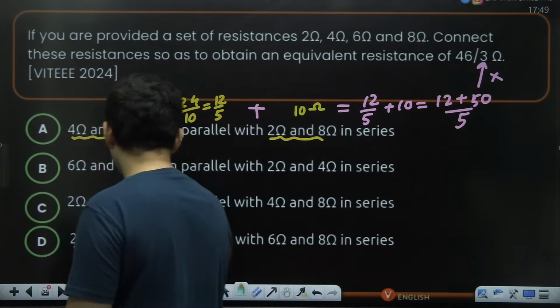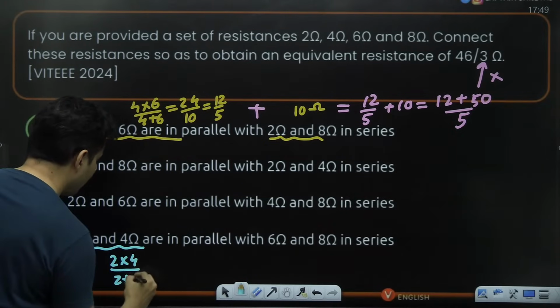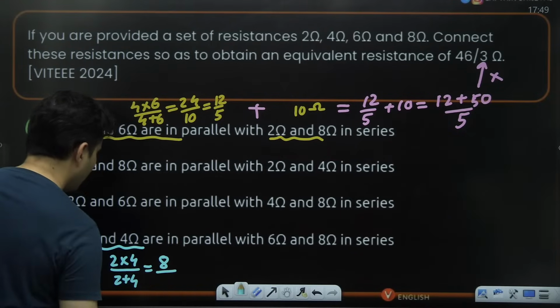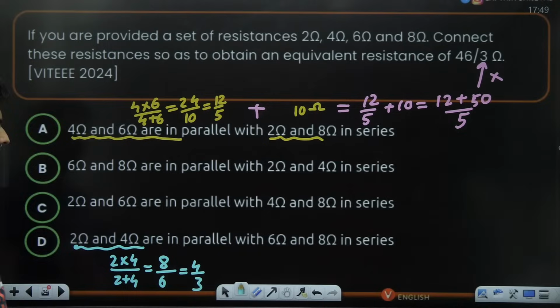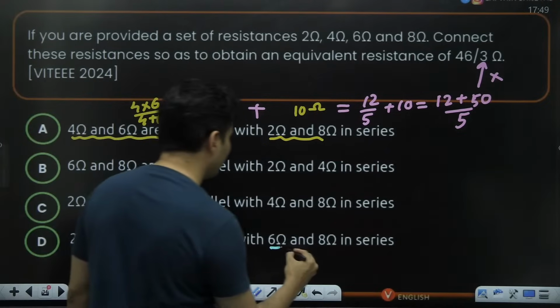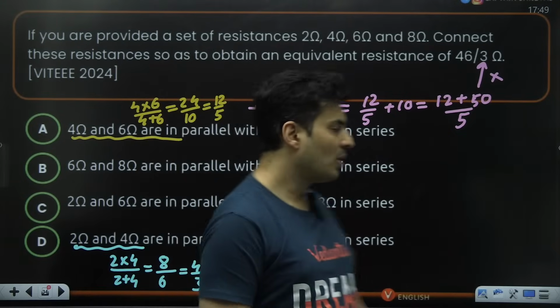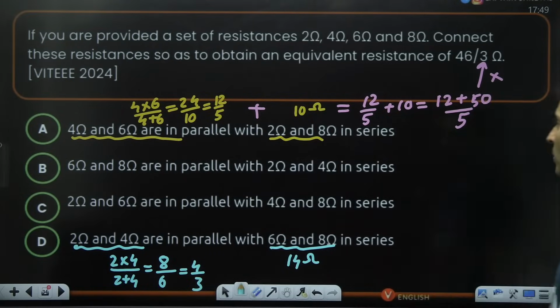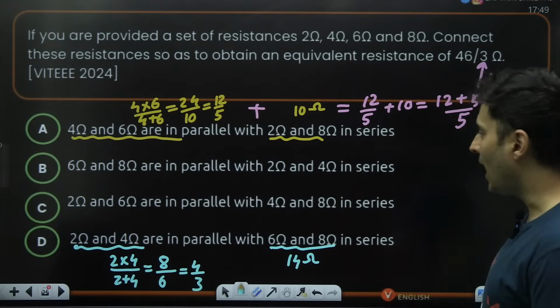So if 2 and 4 are in parallel, it will become 2 into 4 divided by 2 plus 4, which is nothing but 8 by 6, which is nothing but 4 by 3. 6 and 8 ohms are in series, so it will be basically 14 ohms. 6 plus 8 is 14. Now you just have to add them, guys.